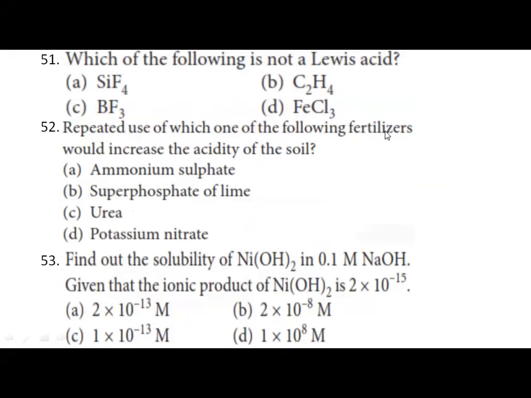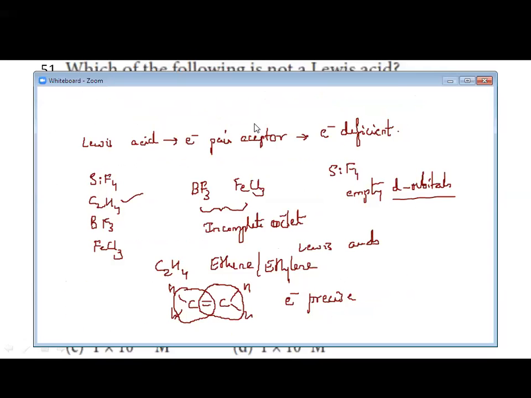Repeated use of which of the following fertilizers would increase the acidity of soil? Ammonium sulfate, superphosphate of lime, urea, potassium nitrate. These are all fertilizers, but repeated use of which fertilizer increases the acidity of soil? It is option A, ammonium sulfate. Ammonium sulfate is what? (NH4)2SO4. This is ammonium sulfate.